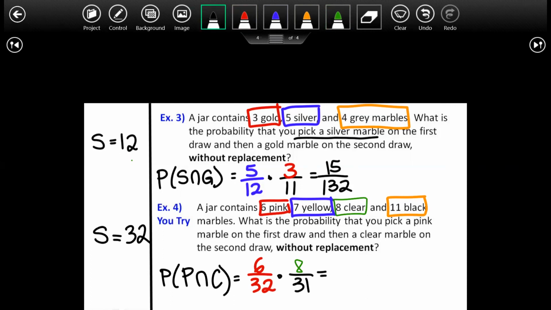Done. Multiply across. 6 times 8? 32 times 31? 992. You can leave it like that. You can reduce it. It'll probably reduce it for you.